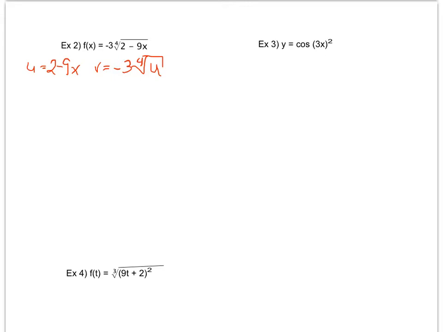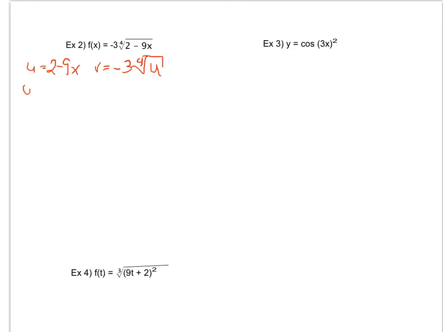Now remembering my rule, or looking up above at my rule, I need both u prime and v prime to get the final answer. If I take the derivative of my inside function, u prime is negative 9 since the 2 goes away since it's a constant. In order to find v prime, I'm going to first rewrite v as negative 3u to the 1/4. Therefore, v prime will be negative 3/4 u to the negative 3/4.